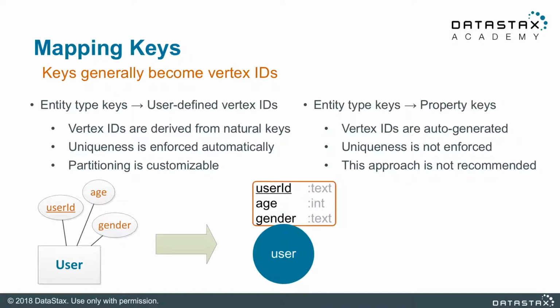The entity type keys from your ER diagram will typically become user-defined vertex IDs of your vertex labels. Uniqueness is enforced automatically by DSE Graph, and the partitioning strategy is customizable. If you don't specify a user-defined ID, then DSE Graph will create a system-generated ID for you. In this scenario, uniqueness is not enforced. So if you write two vertices that represent the same person, DSE Graph will happily obey and assign a unique ID to each of those vertices. This approach is not recommended and will be deprecated eventually.